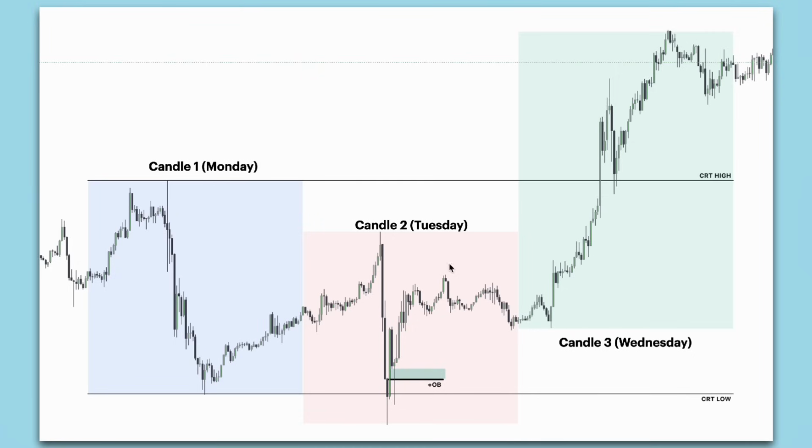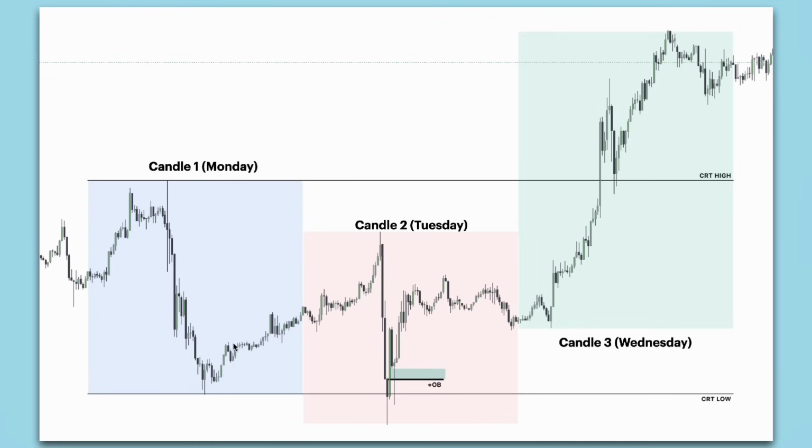Candle 1 represents Monday, candle 2 is Tuesday, and candle 3 is Wednesday. The shaded areas show the higher time frame, but we're focusing on the lower time frame. Candle 1, which is Monday, forms the range. Candle 2, which is Tuesday, represents manipulation. And candle 3, which is Wednesday, represents distribution.